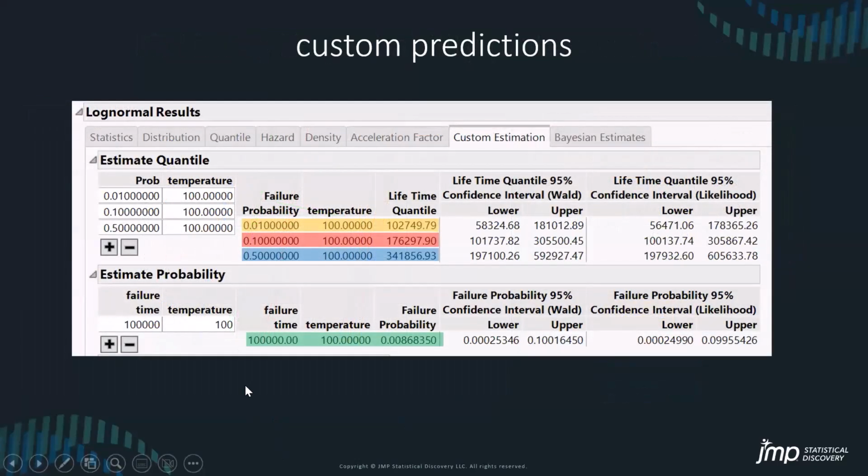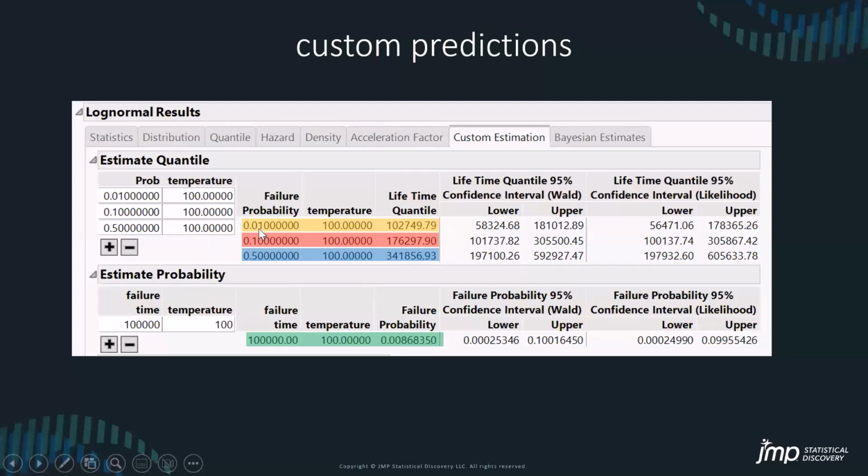Another thing you can do in JMP is do some custom estimation. I'll show you how we do this. But suppose you have some particular probabilities you are interested in, like the time to 1% failure, time to 10% failure, time to 50% failure at your use condition. So I'm going to put in 100. And what you get out are these times.